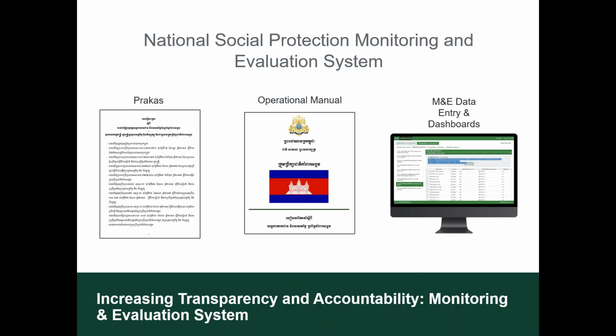The second point that I would like to share here is in relation with the evidence-based recommendations on improving transparency and accountability. For this, and as mentioned earlier, a social protection monitoring and evaluation system is being developed and to be finalized later this year with the support from HP+. The M&E system comprises 3 components, starting with regulations, what we call PRACAS, to implement the system itself. Now a draft has already been finalized.